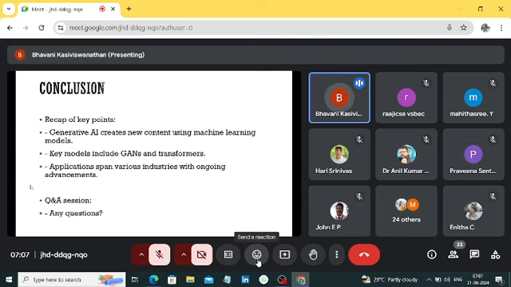After that, right now we have GANs, which are generative adversarial networks. We can develop another network also in future. And applications span various industries with ongoing advancements. Yes. And now the QA session. Any questions from the session?